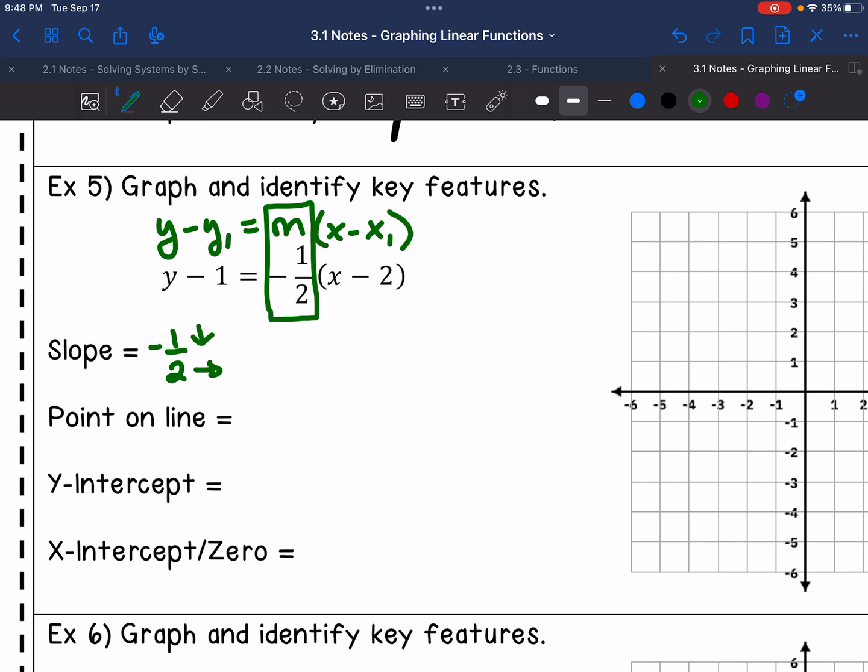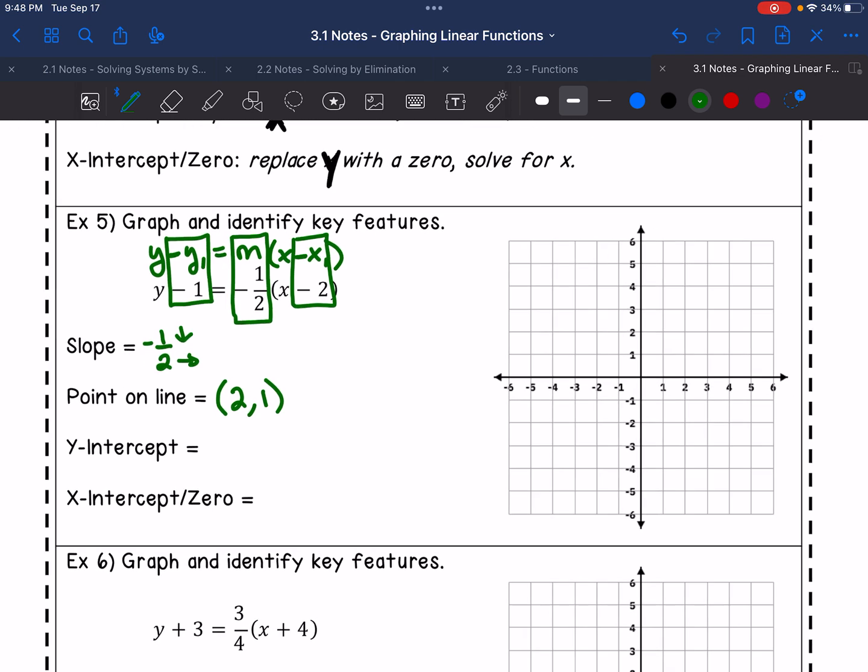Now for my point. y1 is going to be a 1, and x1 is going to be a 2. Remember, we write x first, so we're going to write 2, comma 1. These are positive because the formula has a minus sign, and so did both of those numbers. It's like those minus signs cancel out. So we use a positive 2 and a positive 1 as our point.